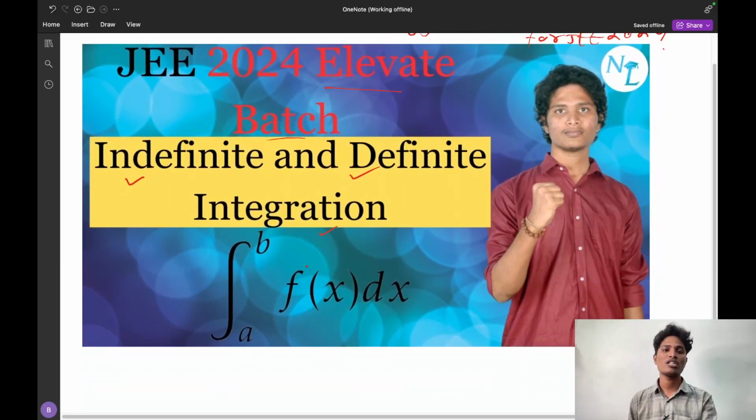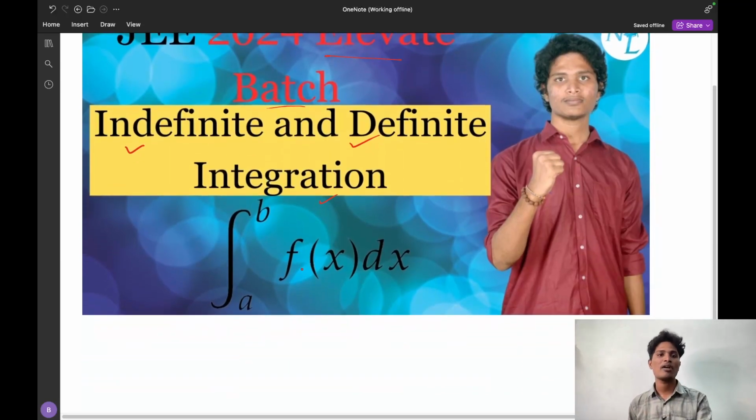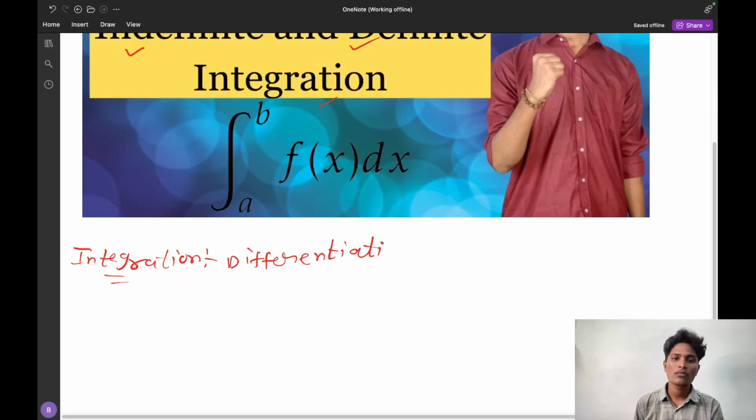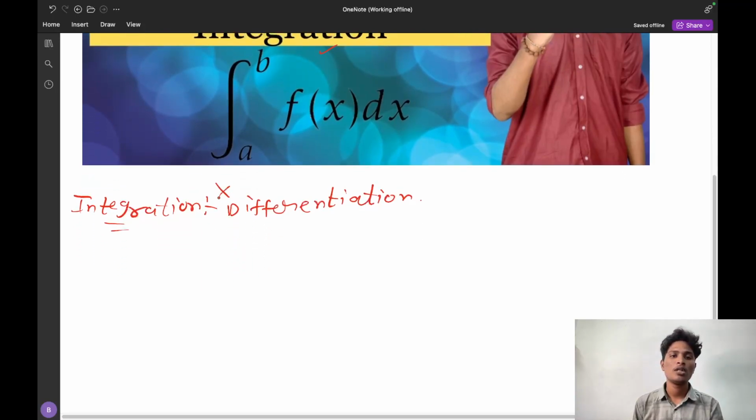So now let's get into this video and discuss each and every concept which is involved in indefinite and definite integration. But first of all, you have to understand what is integration and why you are going to do the integration. Basically, integration is the opposite of differentiation, and the integration will give area.